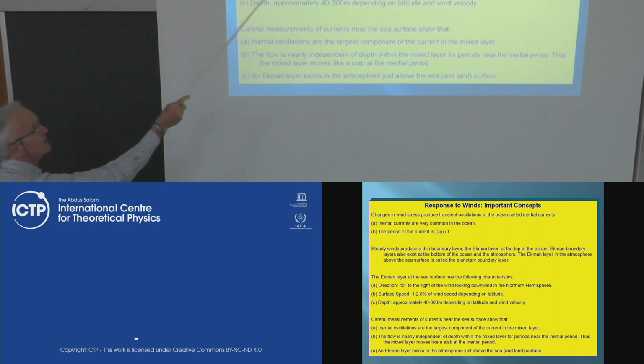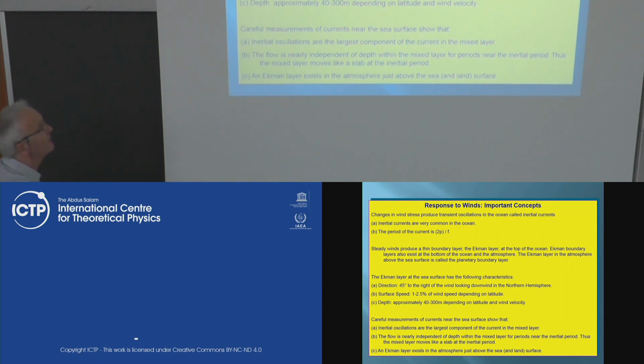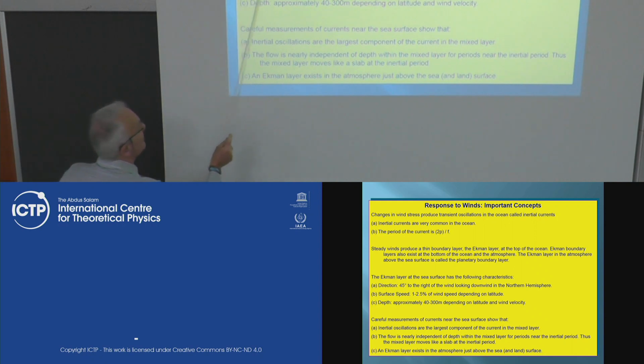So inertial currents are, as we have seen before, very common in the ocean. They can be easily seen from the experimental data, and the period of the currents is 2 pi over f, where f is the Coriolis parameter, and so that means that at our latitude the period of these oscillations is around 17 hours, so a little bit less than 24, than the daily tides.